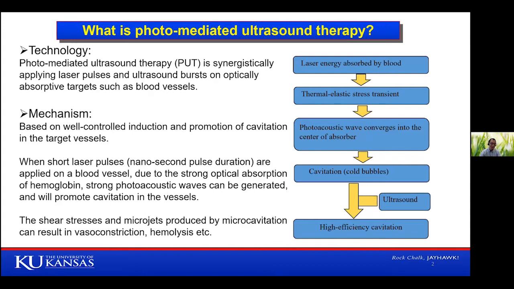The mechanism is basically to induce and promote cavitation in optically absorptive targets. When you apply short laser pulses to an optically absorptive target, in this case such as a blood vessel, due to the strong optical absorption you can produce a very strong photoacoustic wave. A photoacoustic wave itself is also an ultrasound wave, right? It has a positive peak and also a negative peak. And people have studied that when the photoacoustic wave converges to the center of a spherical or cylindrical absorber, you can produce a huge negative peak in the middle of the absorber. That negative peak produces a pulling force, with which you can produce cavitation.